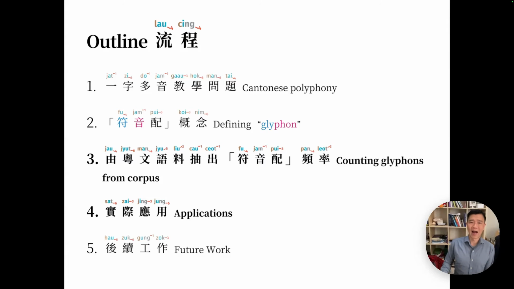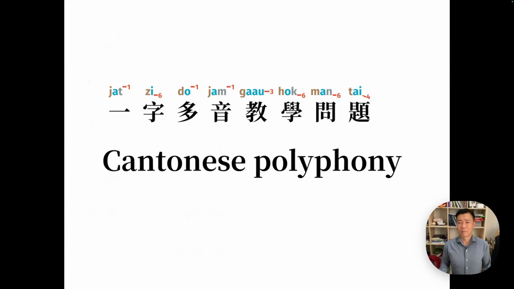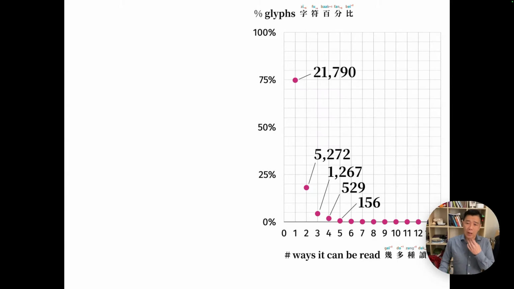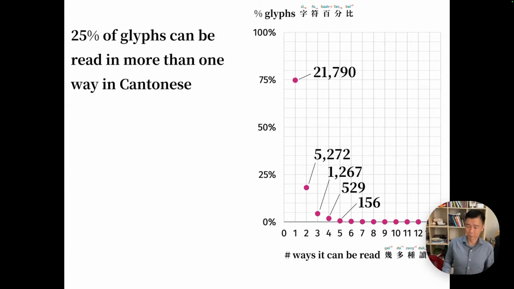Let's start with the why. Cantonese has a polyphonic problem, which means a single character could be read in different ways. And for teaching and learning, that is also a problem. There are about 30,000 characters that can be read in Cantonese. Of these, at least 25% could be read in more than one way.